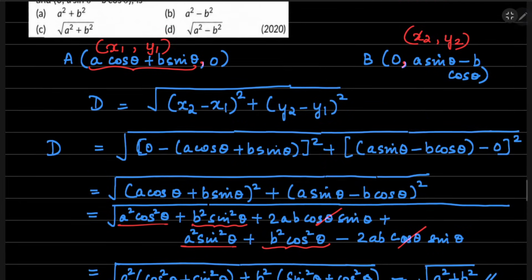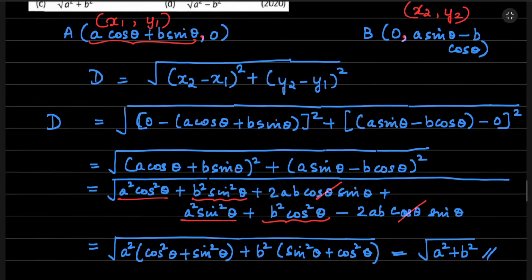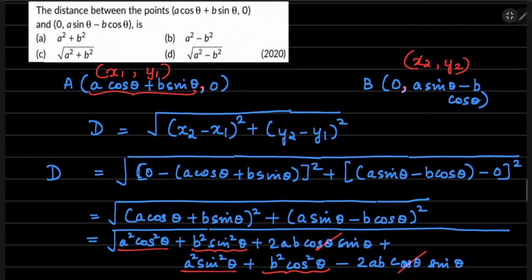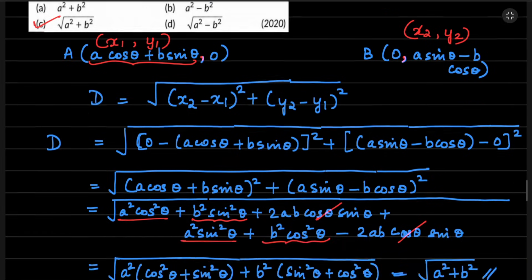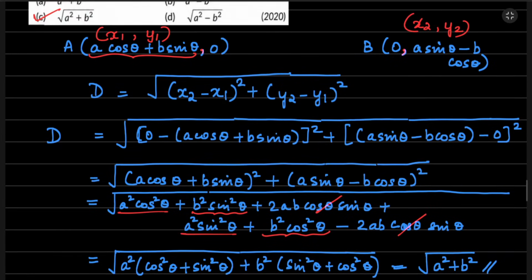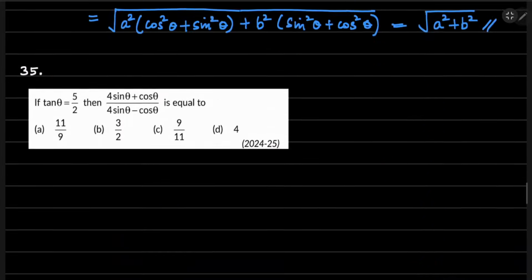This is quite an important question, but I just wonder how this has been a part of an MCQ. This is actually a 2 or a 3 mark question. So the answer is root of a square plus b square. Option number C is the correct answer. You can even remember it or quickly do it and see. Right? So which identity was used here? We used the identity sin square theta plus cos square theta is equal to 1. This was the identity that was used. Let's move on to the next question.